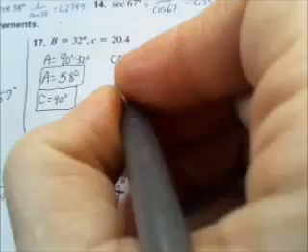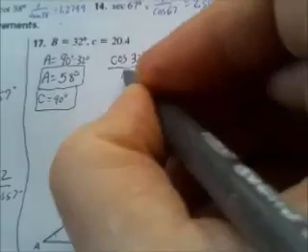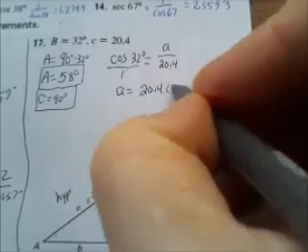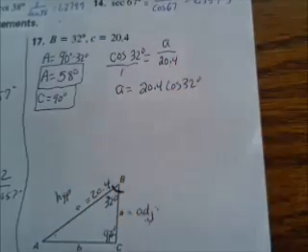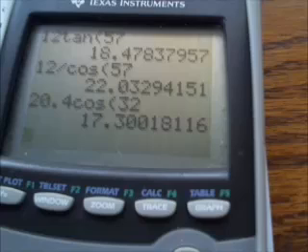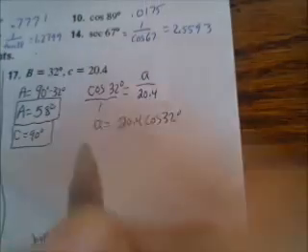And now we can solve for the adjacent side by putting a 1 underneath. Cross multiplying. A times 1 is A. 20.4 times the cosine of 32 degrees will go in our calculator. So it looks like 17.3 will be our side A.